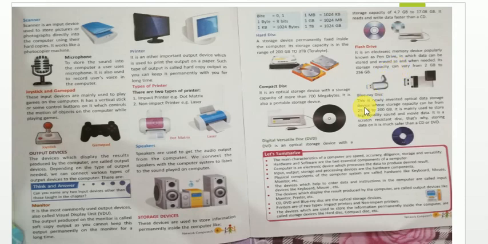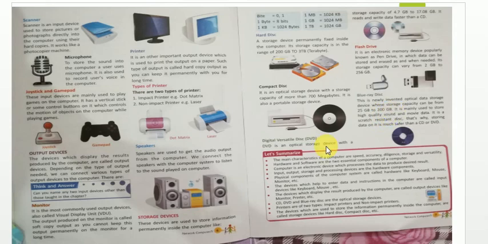And the last one is Blu-ray disc. Here is the spelling of blue: BLU only. So Blu-ray disc, correct the spelling also. This is BLU, RAY, and disc. This is a newly invented optical data storage device whose storage capacity can be from 25 GB to 200 GB.